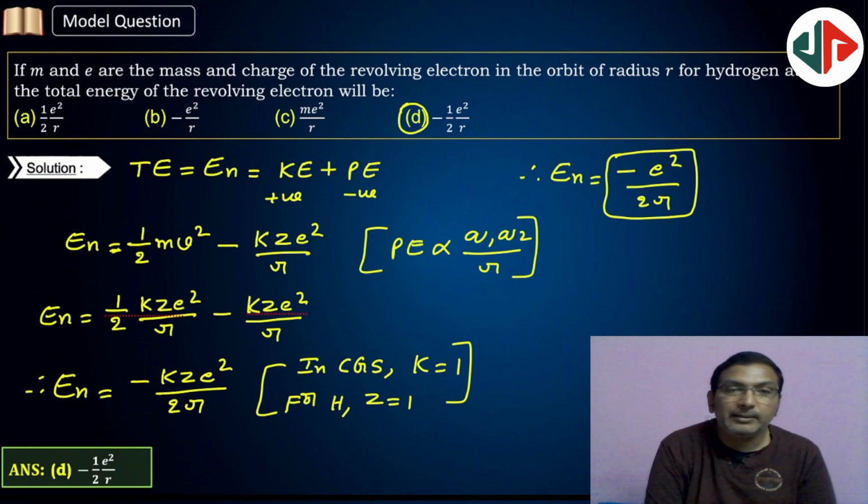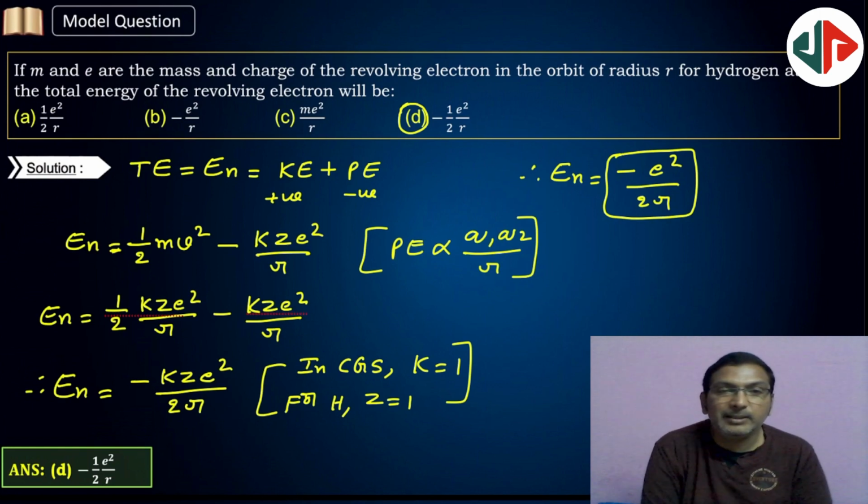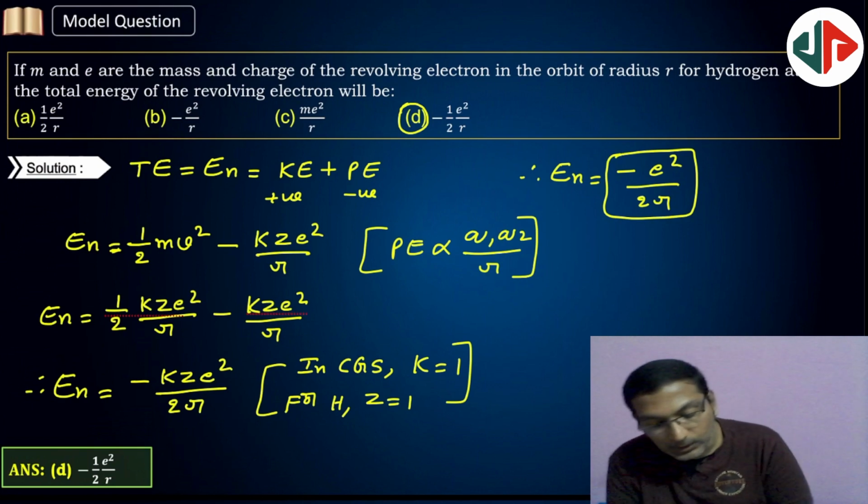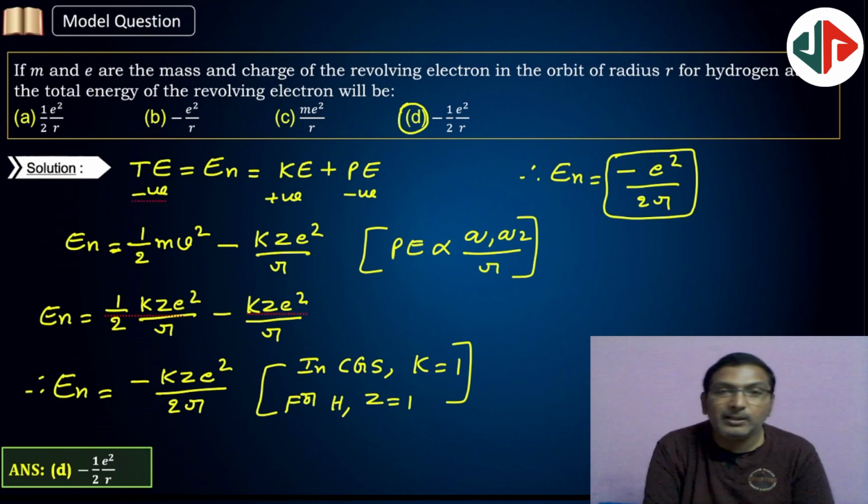Important topic. Calculation of kinetic energy, potential energy and total energy. So, here clearly you can say total energy is also negative. Total energy always negative. Potential energy always negative. Kinetic energy always positive.